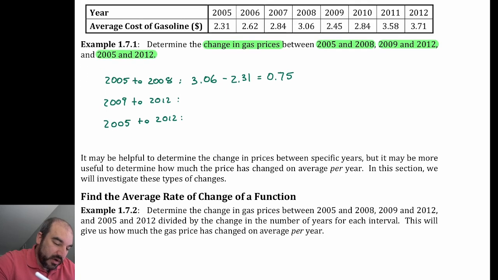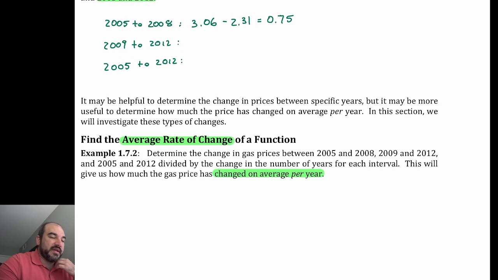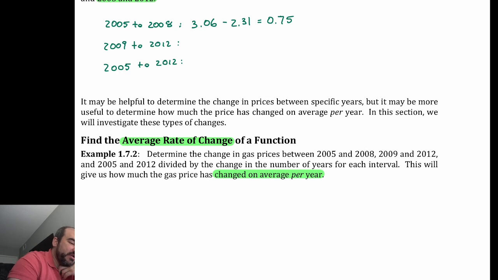In the next part, we're getting into finding average rate of change. So determine the change in gas price between 2005. So we did this. We're going to divide that by the change in the number of years for each interval. This tells us how much gas price changed on average per year. So this is going to be an average rate of change calculation. We're going to take that answer from the first question. Let's call that part A, part B, and part C so we can refer to it.